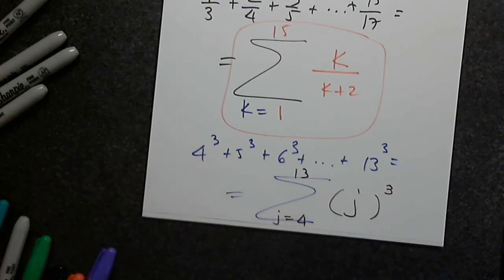That's it. When j is 4, I have 4 cubed plus. When j is 5, I have 5 cubed plus 6 cubed plus dot dot dot 13 cubed. That's it. Okay, let's go back to condensing and expanding more. And these are in chapter 4 under properties 4.3.